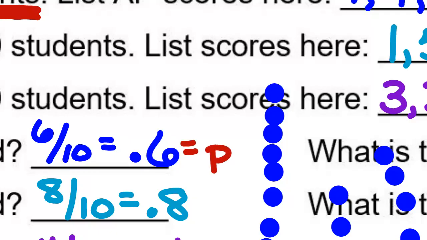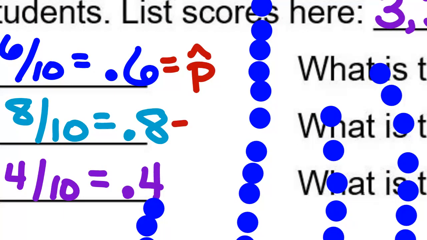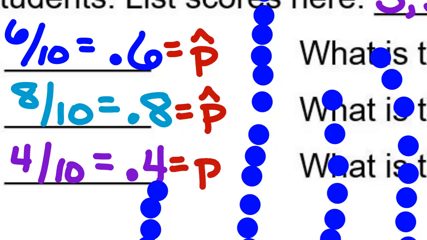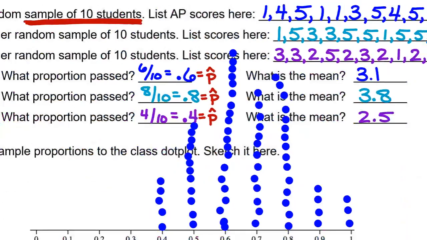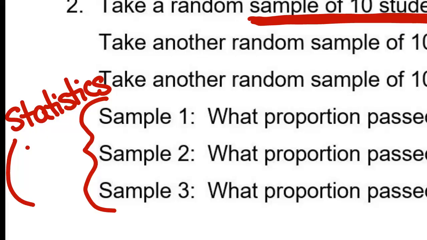Each of these dots is a p-hat. Remember, we said that p was the true population proportion for all 253 students. When we calculate a proportion from a sample, not from the whole population, instead of calling it p, we call it p-hat. This is an example of a statistic. Statistics come from the sample.